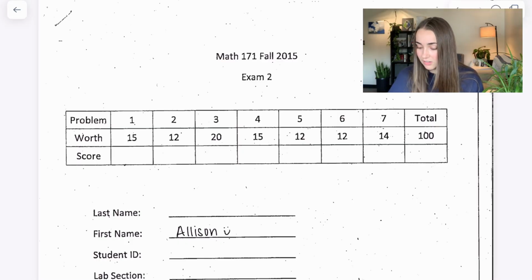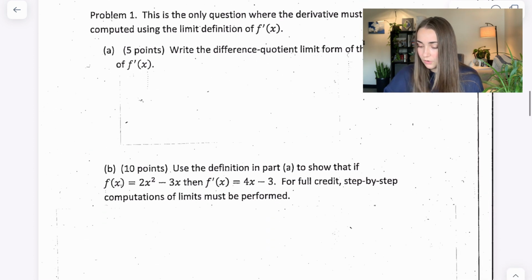I love that first off, they tell you how many problems there are and how many points they're each worth. That's really great to look at the beginning. Otherwise, we're just going to go ahead and go into it. So first, we're going to go ahead and talk about the limit definition of a derivative. So in part A here, they want you to write out the limit definition officially.